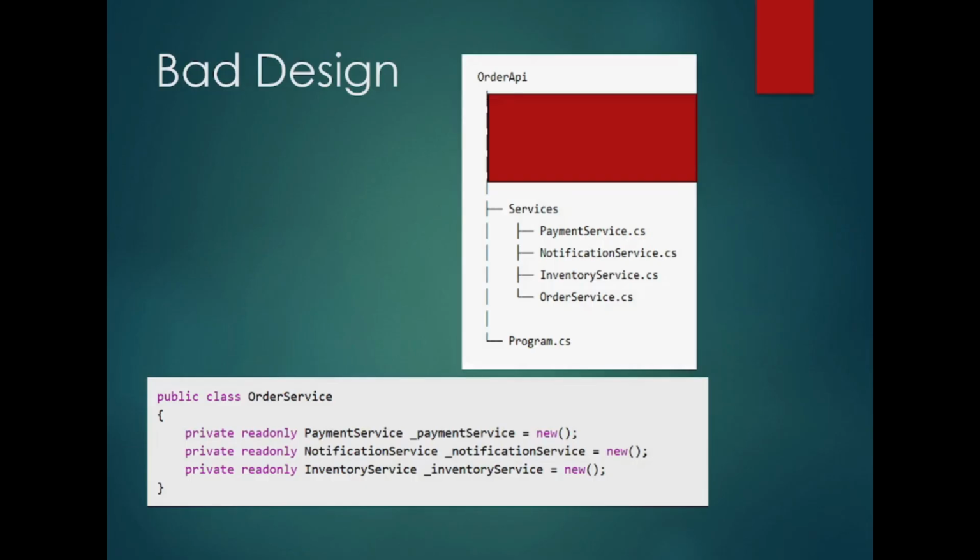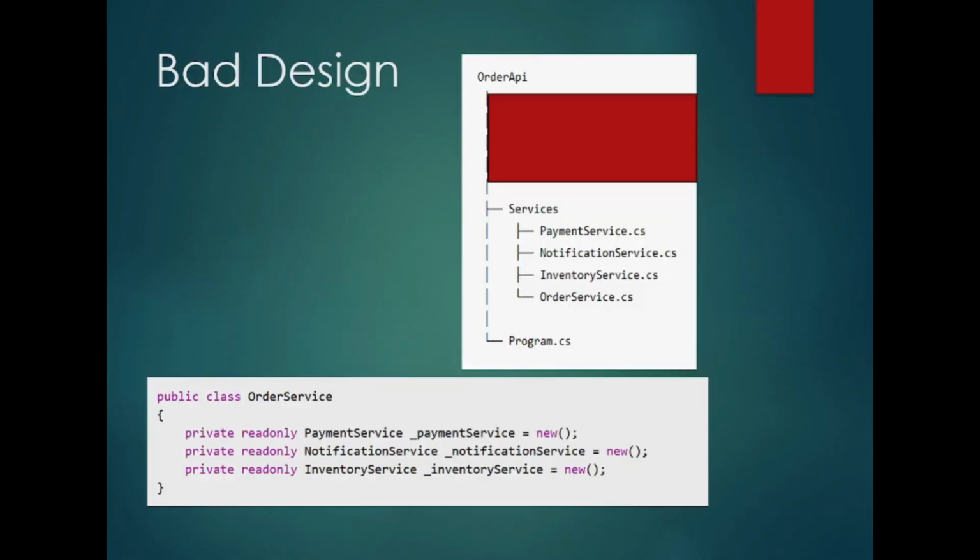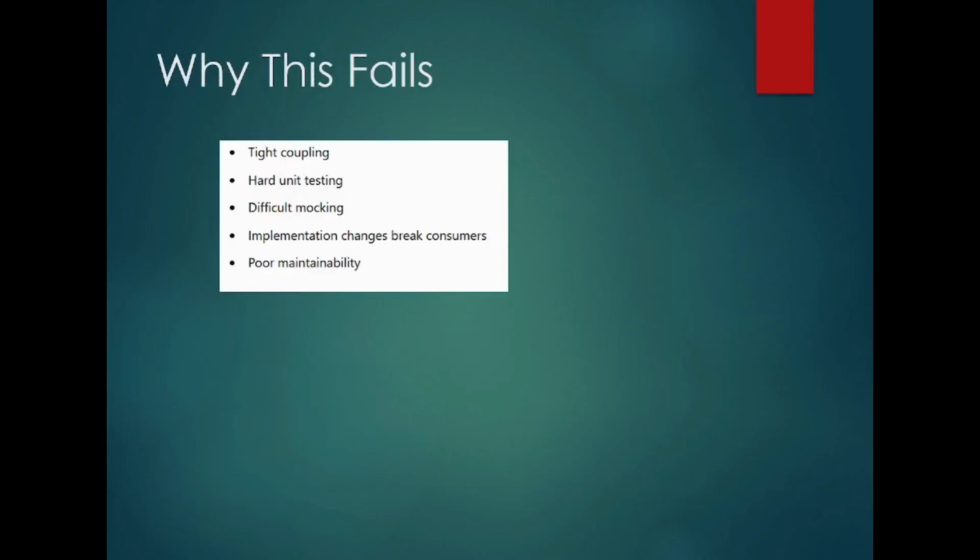So bad design. So you can see order. We have the services that we already created for single responsibility purpose. But when I try to take the advantage, or you can say leverage the services within the order service, we are creating like this. So we are directly creating the instances. But this principle says high level module should not depend on the low level module. It should depend on the abstraction. Both are abstraction. So this is a bad design. Why? Because tight coupling, harder unit testing, difficult mocking, implementation changes break consumer, poor maintainability.